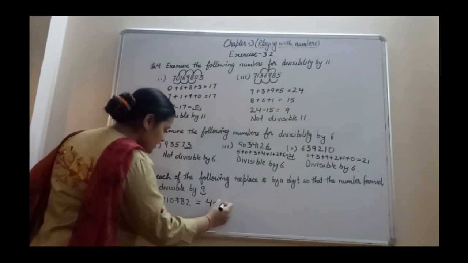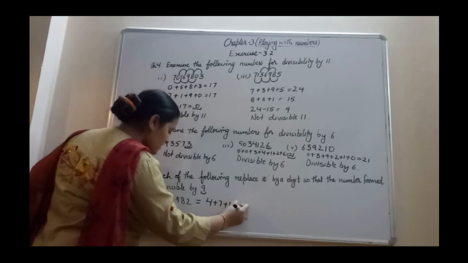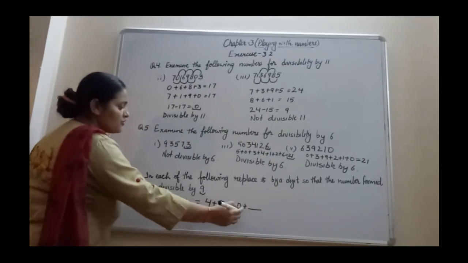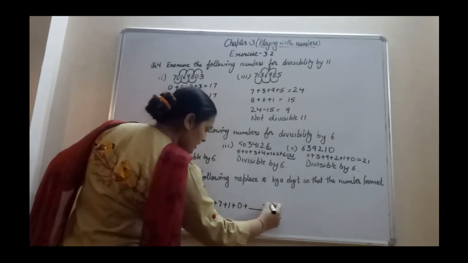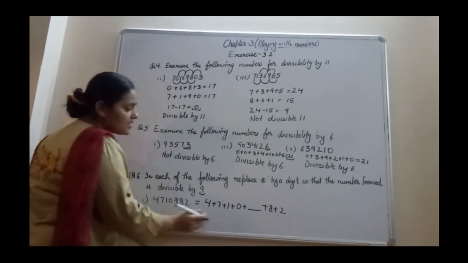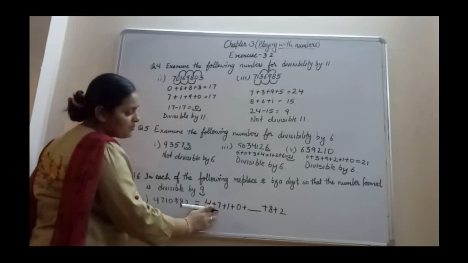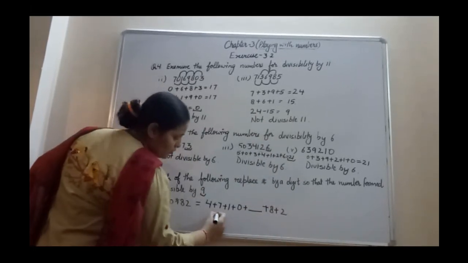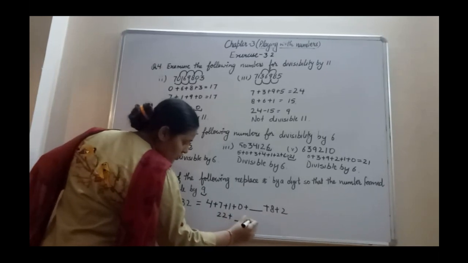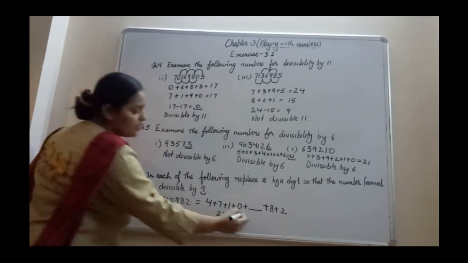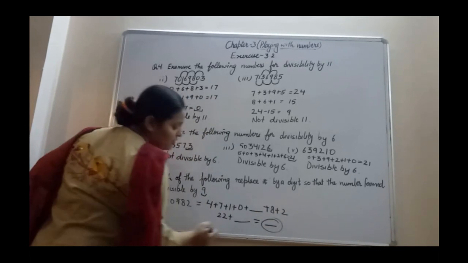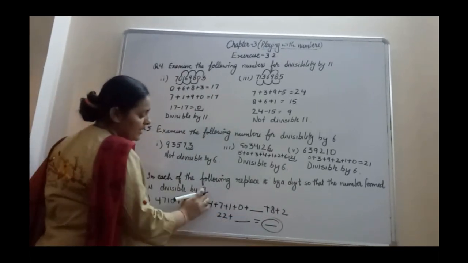4 plus 7 plus 1 plus 0 plus star. I'm just leaving a dash for the star, then plus 8 plus 2. Now add all the digits except this blank space. So 7 plus 4, 11, 12, then 20, 22. So 22 plus dash. Which number should be added so that the number will be divisible by 9?